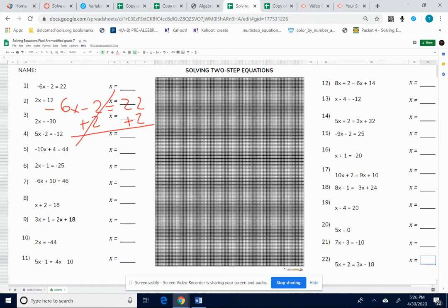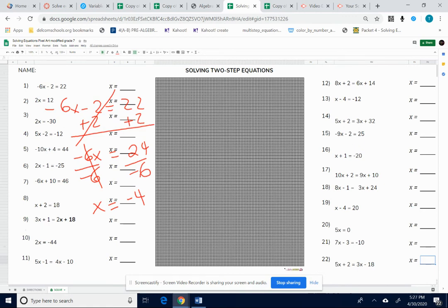The subtracted 2 and the added 2 go away, leaving negative 6x on the left and 24 on the right. Now I need to get rid of my multiplied negative 6 by dividing each side by negative 6. I'm left with x on the left and negative 4 on the right, because a positive divided by a negative is a negative. So x equals negative 4.